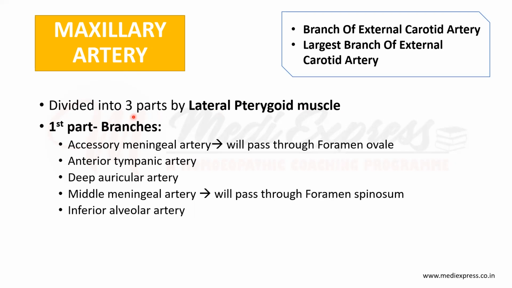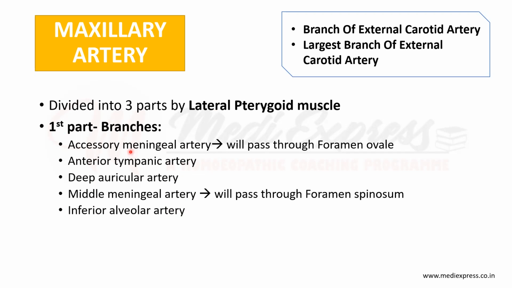When we're talking about the arterial tree, if you remember, the subclavian artery and the axillary artery were divided into three parts with the help of a muscle. The same way, the maxillary artery is also divided into three parts with the help of the lateral pterygoid muscle. Let's see the first part and what the branches are. In the first part, the branches are accessory meningeal artery, anterior tympanic artery, deep auricular artery, middle meningeal artery, and inferior alveolar artery.